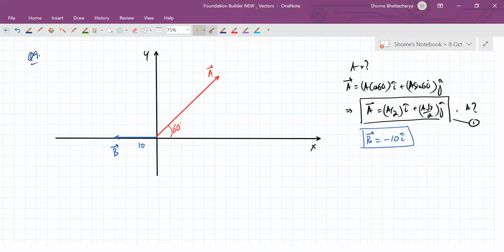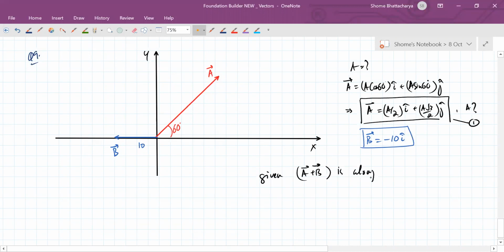Now additionally, what is given to me is that A plus B is along the y-axis. Okay, this information is given to me. So we can say that A plus B is having 0 x component and some unknown y component, where y is unknown. So this is now my second equation.